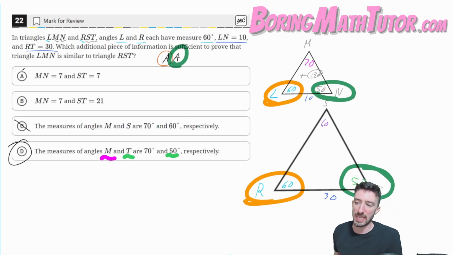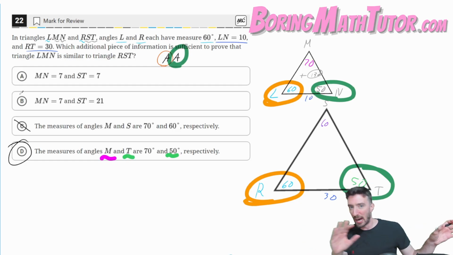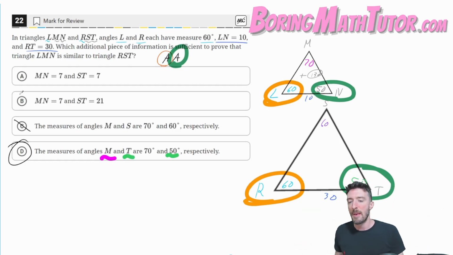I don't even need to look at A and B and deal with some of the more complicated similarity facts. We can just deal with our good old buddy angle pair, also just called angle. And that's it.